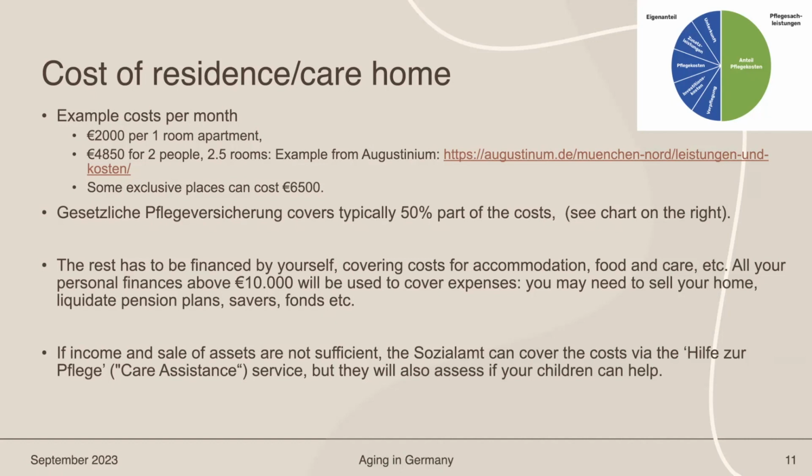If your income and sale of assets are not sufficient, then the Sozialamt, the social services, will jump in if you basically don't have any more money and you've run out of your own funds. But they will also assess if your kids can help. If they live in Germany or Europe, at least, your kids might be called to help.